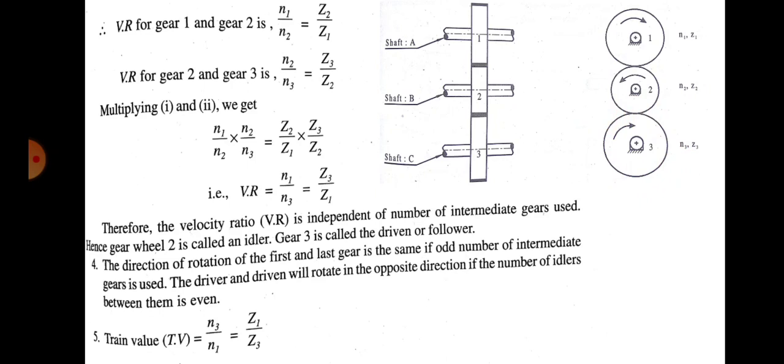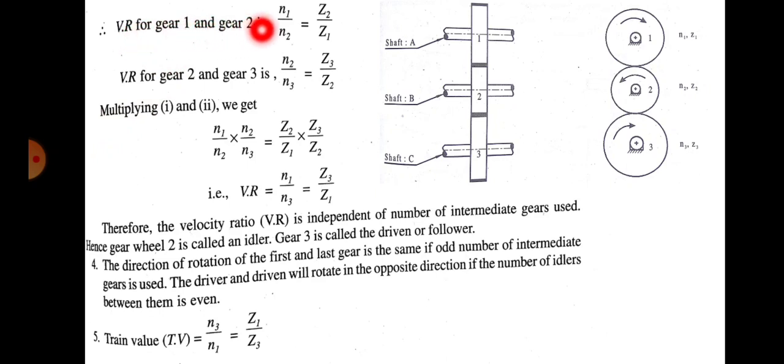Alright, so now if I want to find the velocity ratio of these 3 gears, then what I have to do? I need to first consider only first and second gear initially. Okay, so if I consider gear 1 and gear 2, then gear 1 is the driver, gear 2 is the driven. So in that case, velocity ratio of gear 1 and gear 2 is given by, you know it, we have already studied this, N1 by N2 is equal to Z2 by Z1.